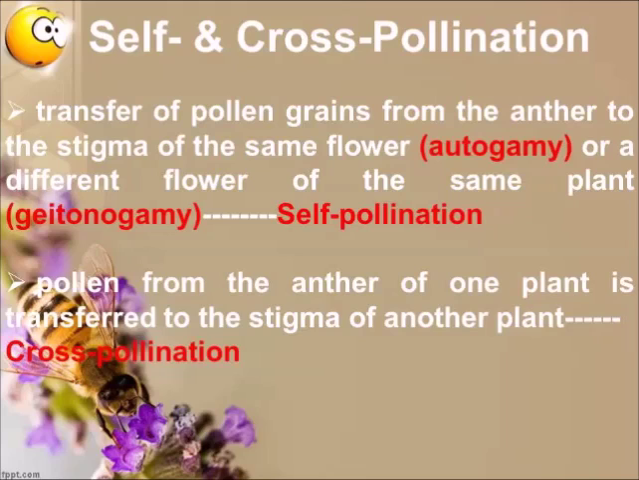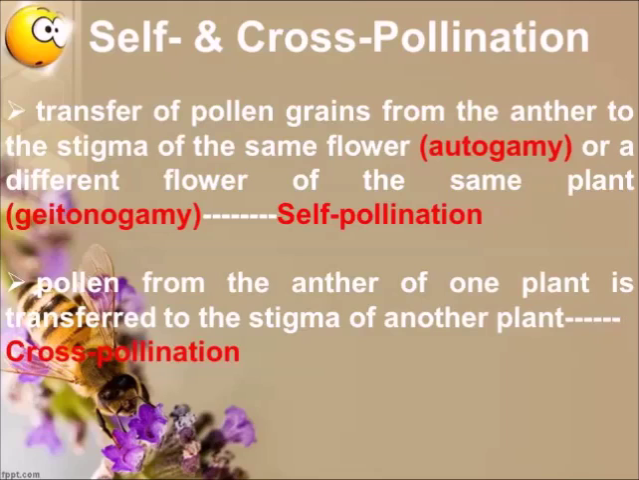Self-pollination chiefly involves transfer of pollen grains from the anther to the stigma of the same flower. If the transfer of pollen grains occurs from the anther to the stigma of the same flower, remember the term same flower, then the condition is called autogamy. However, if this transfer occurs to a different flower but of the same plant, remember same plant, then it is called Geitonogamy. After the self-pollination, let's move on to cross-pollination.